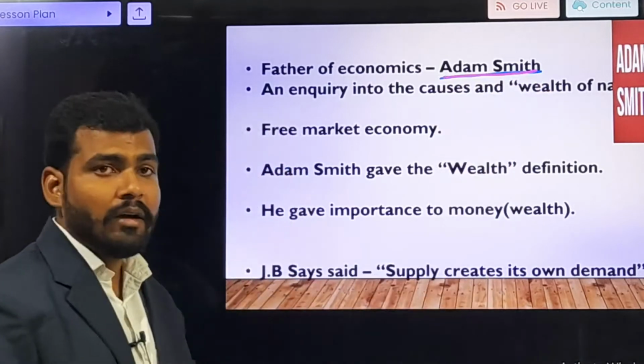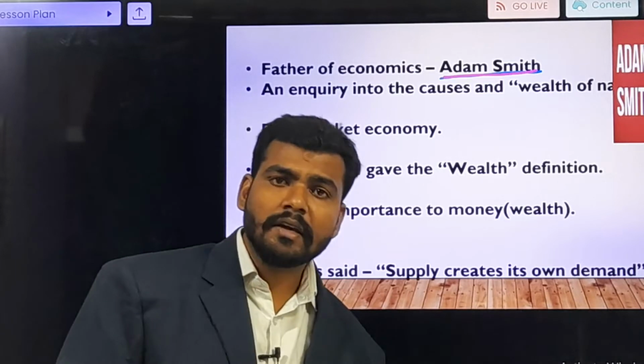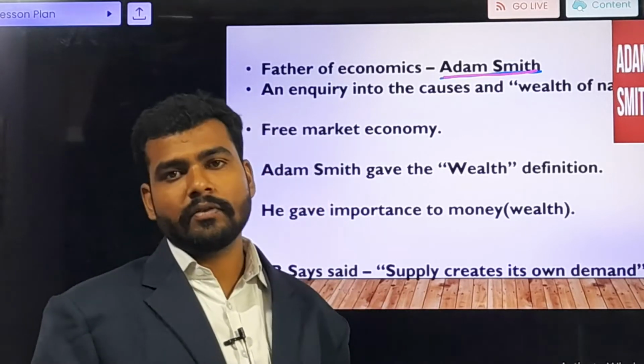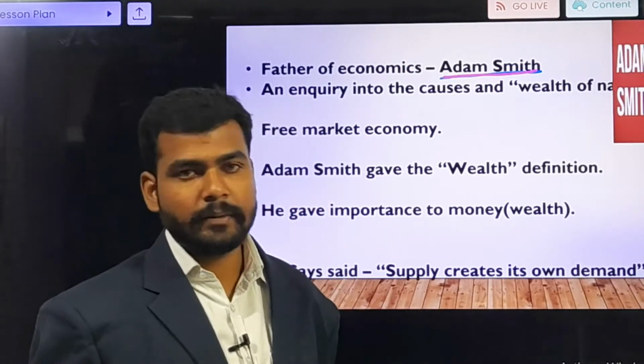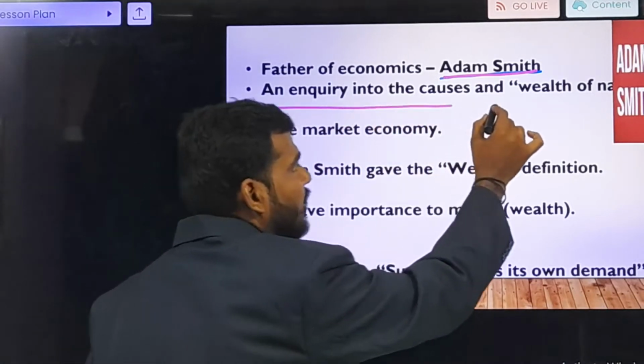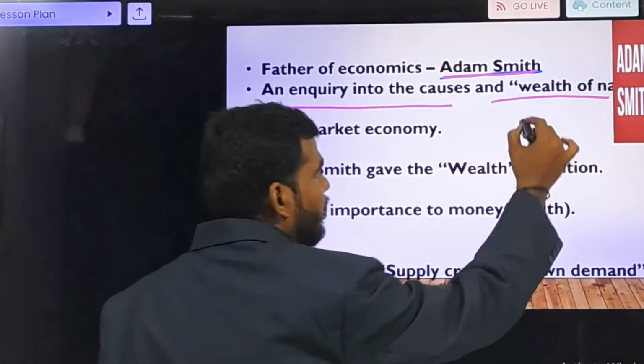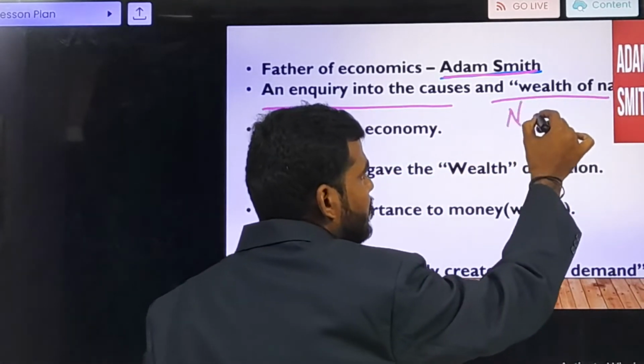Okay, see, why did we call Adam Smith as father of economics? అందరినీ వదిలేసి we only called Adam Smith as father of economics. What is the reason behind that? See, he wrote a book, An Inquiry into the Causes and Wealth of Nations. Okay, nations is missing here. I'll write here wealth of nations.